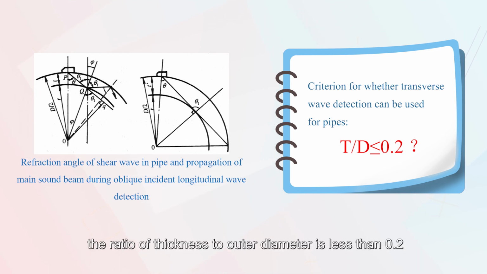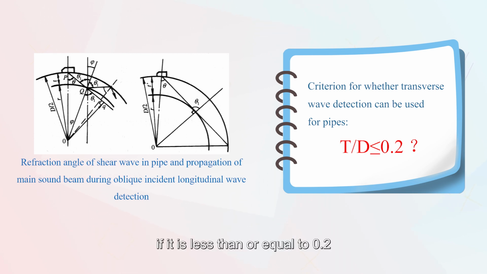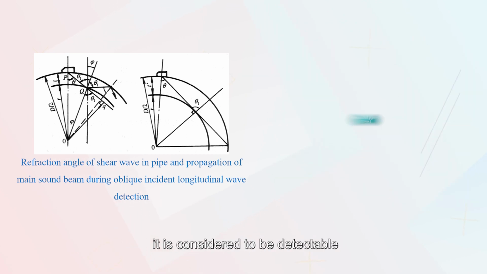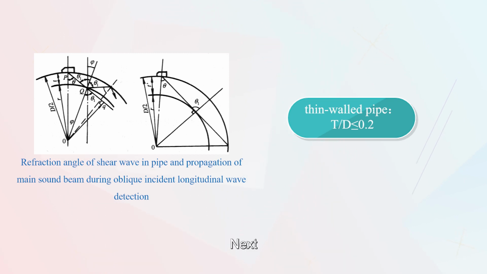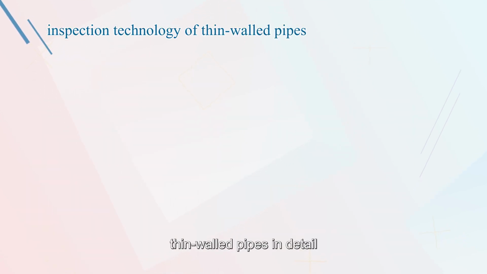The ratio of thickness to outer diameter is less than 0.02. If it is less than or equal to 0.02, it is considered to be detectable. And this type of pipe fitting is a thin-walled pipe. Next, we will describe the inspection technology of thin-walled pipes in detail.